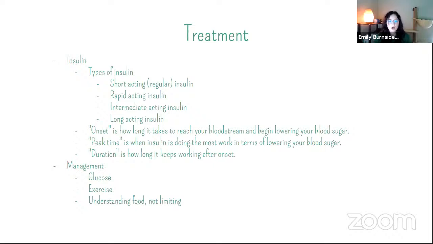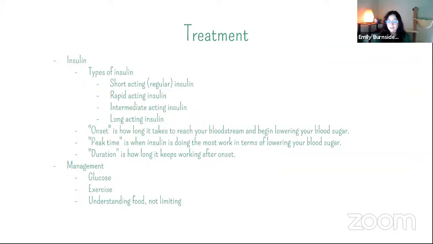So here are some terms that are used a lot when describing the effect of a certain type of insulin. Onset is how long it takes the insulin to reach your bloodstream and begin lowering your blood sugar. Peak time is when the insulin is doing the most work in terms of lowering your blood sugar. Duration is how long it keeps working after onset. And those are just some key vocab terms.